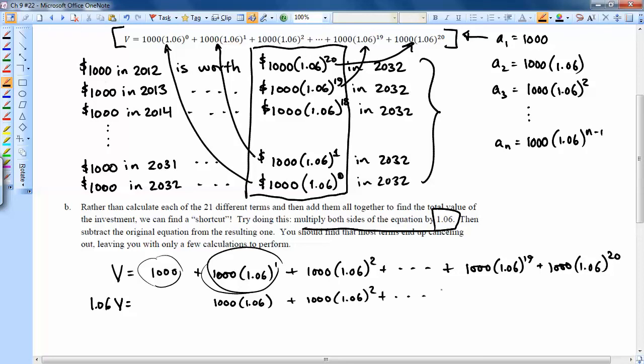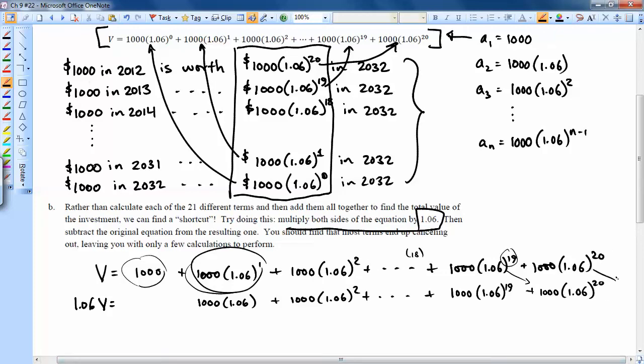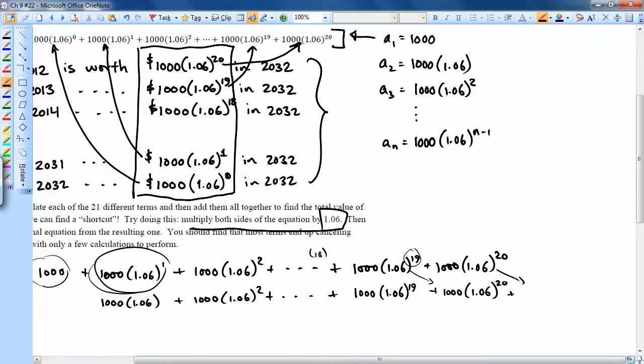And if you keep going with this pattern, when you get to the 18th term that's right here, it's going to be 1,000 times 1.06 to the 19th, because we multiplied it by another 1.06. And then the 19th one is going to turn into 1,000 times 1.06 to the 20th. And then we've got one extra term here. The 20th term is going to turn into 1,000 times 1.06 to the 21.